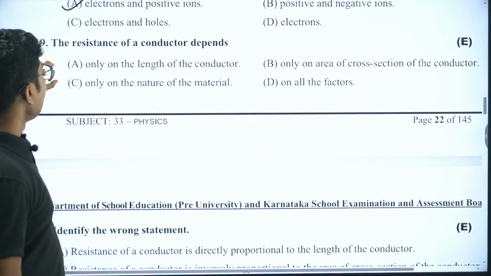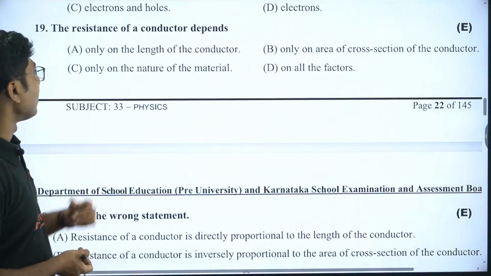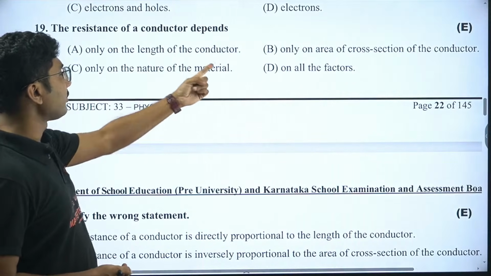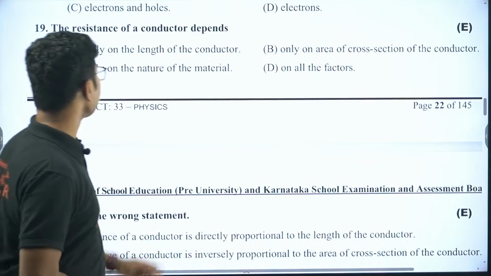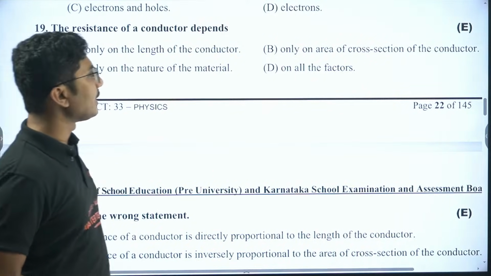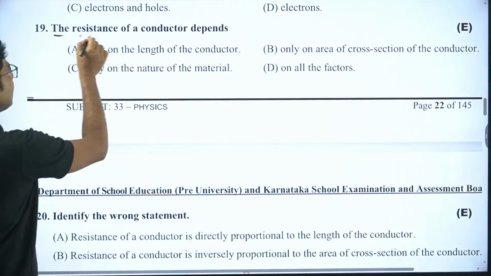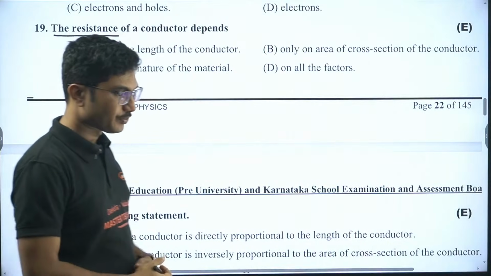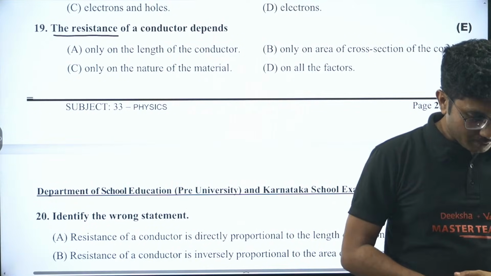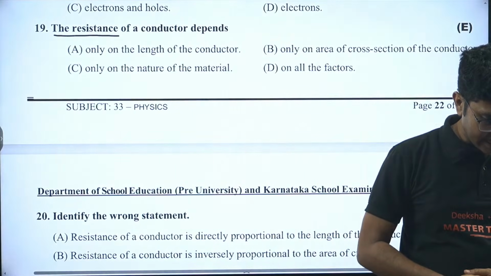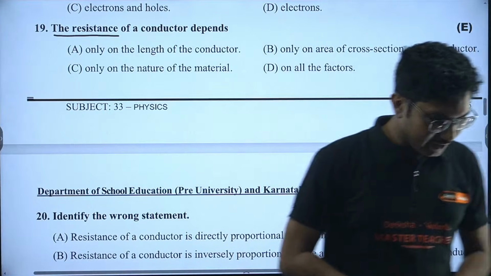The resistance of a conductor depends only on the length of the conductor, only on the area of the cross section of the conductor, only on the nature of the material, or all of the other factors. Here we are talking about resistance and not resistivity. Sagar, Komal, Mansi, Nagaraj, Ashel and Mayuri are all saying D.